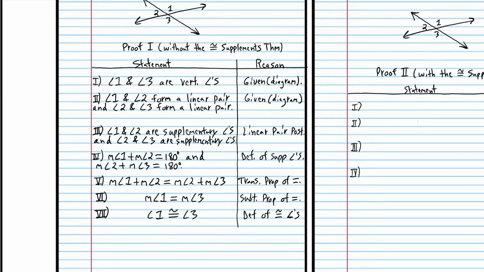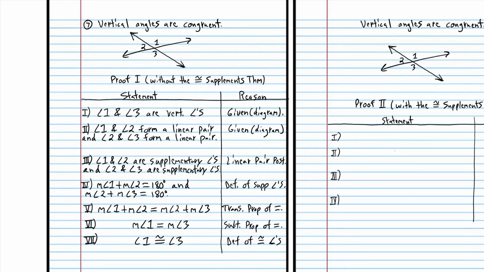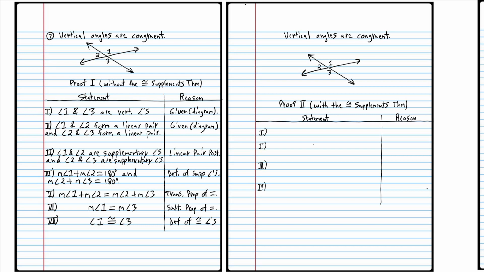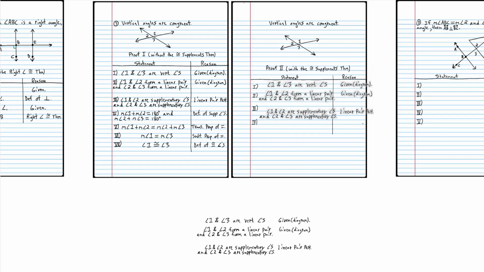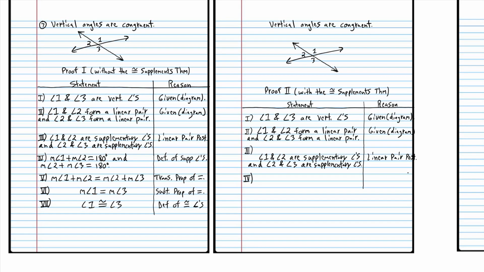So we used 7 steps to prove the vertical angles theorem. So now we're going to prove the same theorem, but we're going to use the congruent supplements theorem. And it looks like the first 3 steps are going to be the same, so I'm just going to copy that. And I'm going to put it up here. So you can see we have most of the work already done. It's pretty much the same thing. But let me see, let's move this up a little bit.